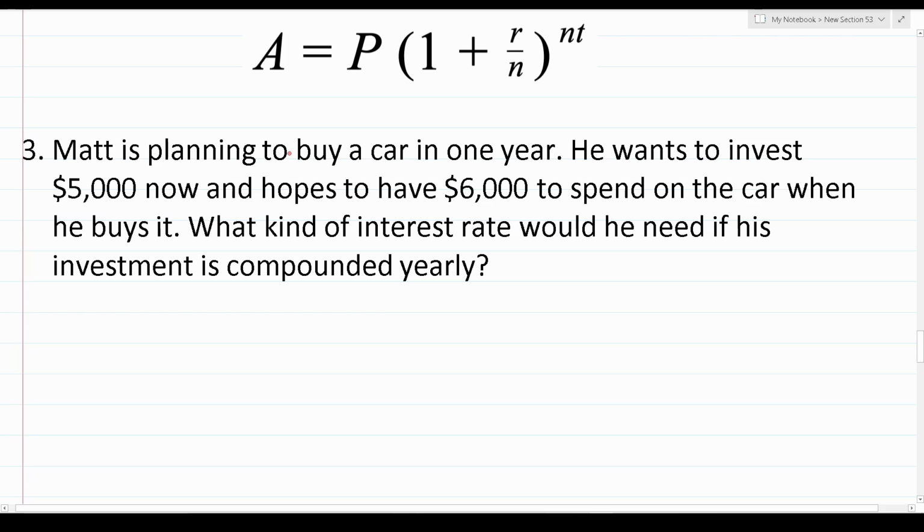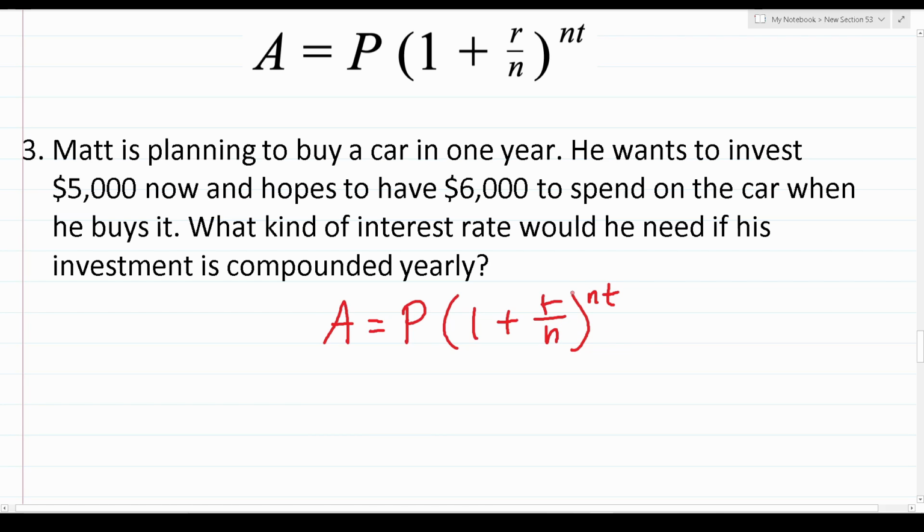All right, so number 3 here says Matt is planning to buy a car in 1 year. He wants to invest $5,000 now and hopes to have $6,000 to spend on the car when he buys it. What kind of interest rate would he need if his investment is compounded yearly? So not surprisingly, I'm going to start this problem by copying down the formula. A equals P times (1 plus R over N) raised to the N times T power.